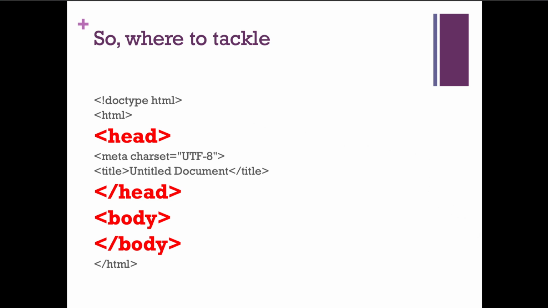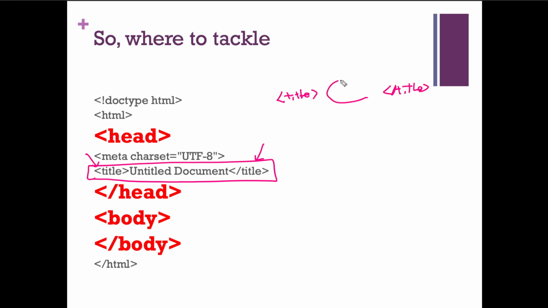I'm going to try to explain what the head section does. There is one thing we usually do, a title. So, opening title and closing title. Whatever you put in between the title and closing title, in this case it says undocumented, will show up as a tab of your HTML.